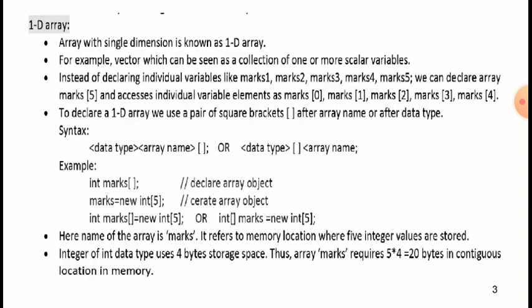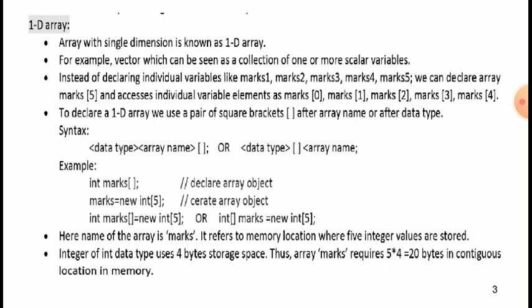So first is the one dimension array. An array with a single dimension is known as a 1D array. For example, a vector which can be seen as a collection of one or more scalar variables. Instead of declaring individual variables like marks1, marks2, marks3, marks4, marks5, we can declare an array marks of 5 and access individual elements as marks[0], marks[1], marks[2], marks[3], marks[4].